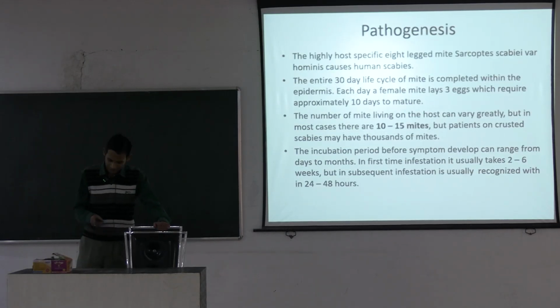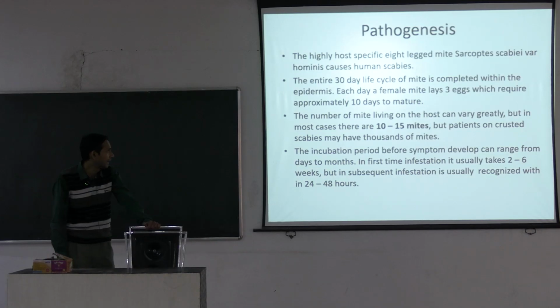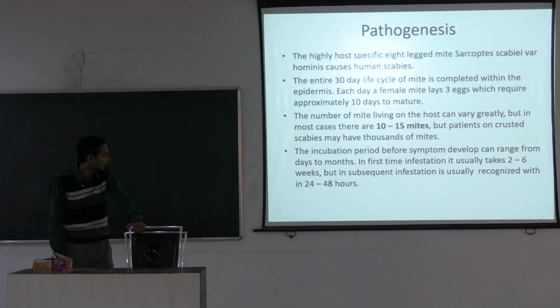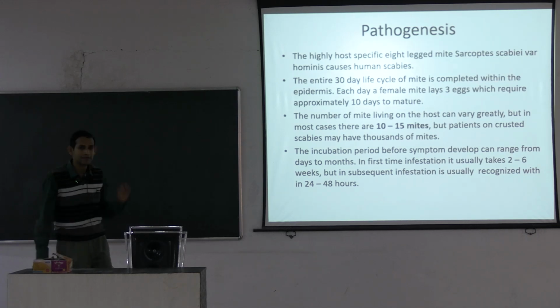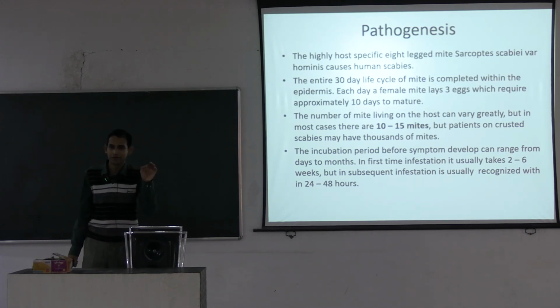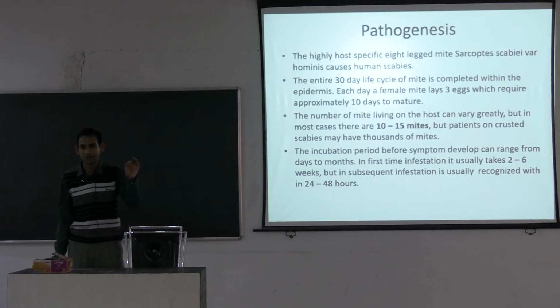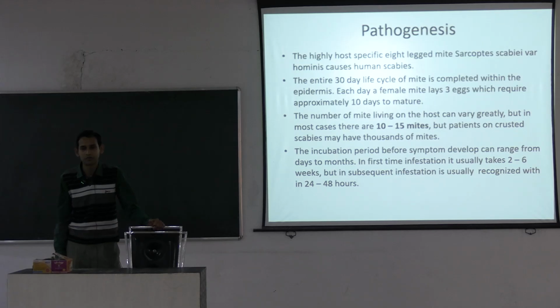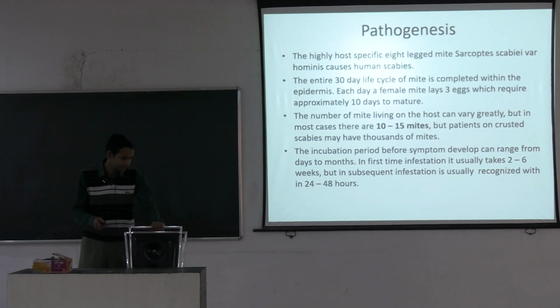Pathogenesis, how does it occur? Number one, it is a highly host specific 8-leg mite. Usually the mite is oval shaped and has 4 pairs of legs. The 8-leg Sarcoptes scabiei var hominis causes human scabies. The entire 30 day life cycle is completed within the epidermis, and each day the female mite lays 3 eggs. From the eggs it produces the larva, and after 3 to 4 days the larva produces the nymph. From protonymph, tritonymph, and finally the adult mite is produced. The cycle usually takes 10 to 12 days to complete. This is the most important aspect, that the entire life cycle is completed within the epidermis.